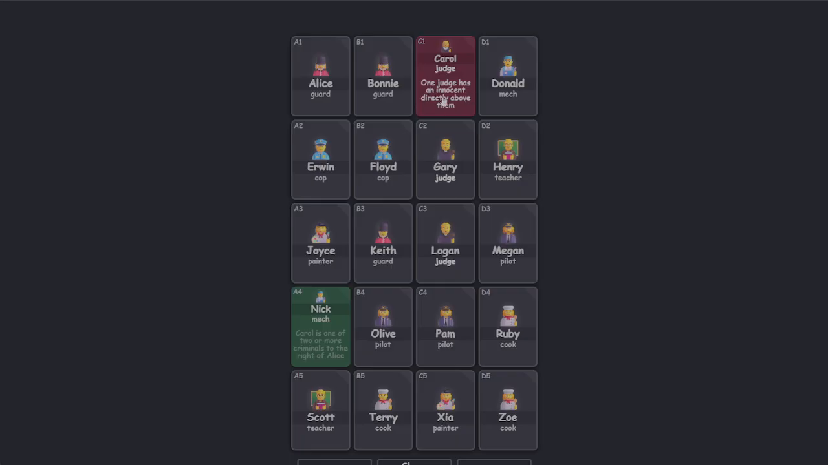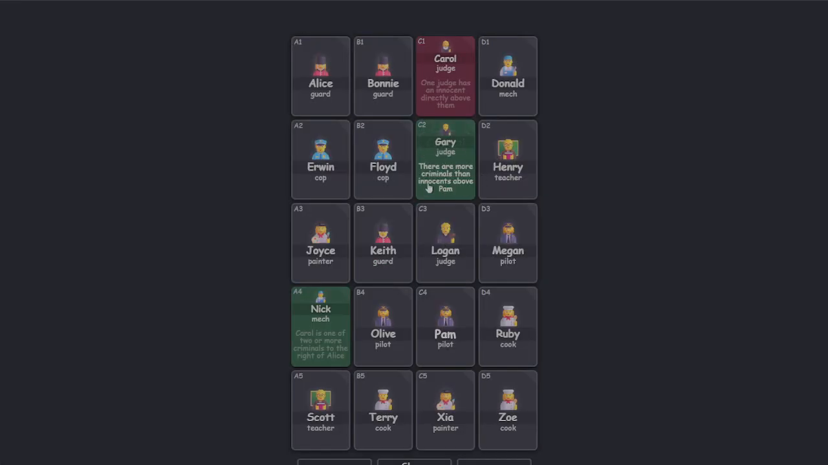One judge has an innocent directly above them. Okay, are these the only two judges? Yes, it seems like that is the case, which means since this judge does not have an innocent directly above them, this judge must have an innocent directly above them. And so I don't need this clue anymore. This judge is therefore innocent.